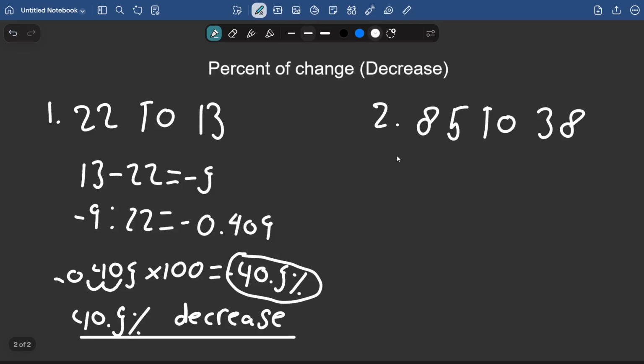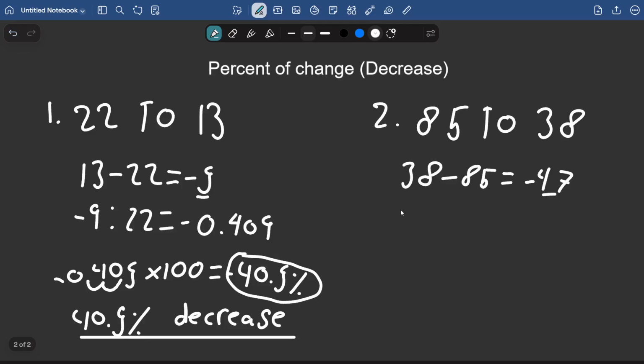It's the exact same thing, the exact same formula, but just with a bigger number. So 85 to 38. We take the new number, 38 minus 85, equals minus 47. This is the amount of change.